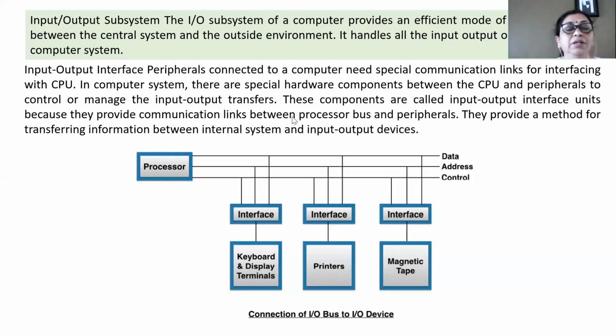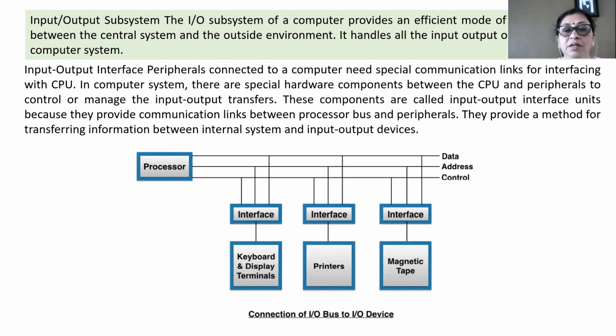So yesterday we were discussing the input-output organization. Generally, input-output is a subsystem of your computer organization, and it provides an efficient mode of communication between input-output devices and your central processing unit. It is going to handle all input-output operations which are related to the computer system.